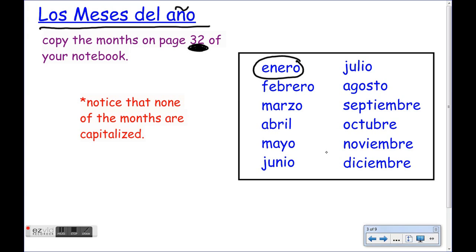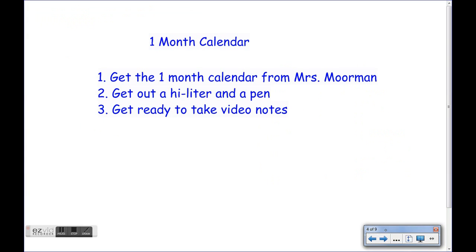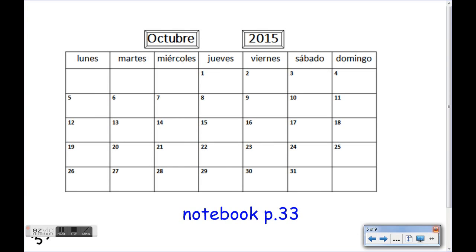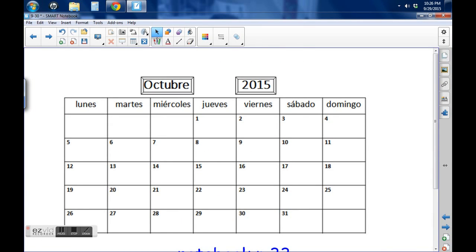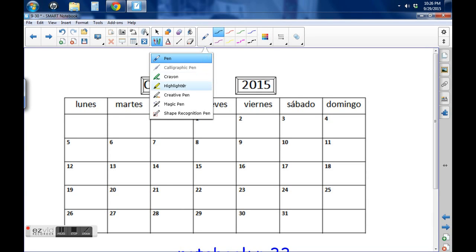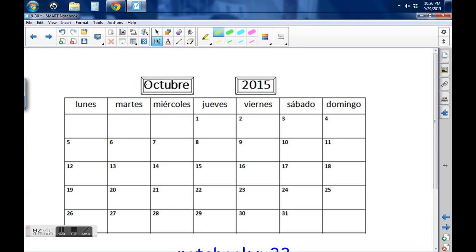Alright, moving on. You need your 1 month calendar, your highlighter, and a writing utensil. Okay, so Ms. Mormon gave you a 1 month calendar. It looks like this. You're going to need that. You need your highlighter. Okay, so that's what we're going to start with. You're going to take your highlighter. You're going to highlight octubre. You're going to highlight 2015. You're going to choose one square to highlight. And then 1 week to highlight.